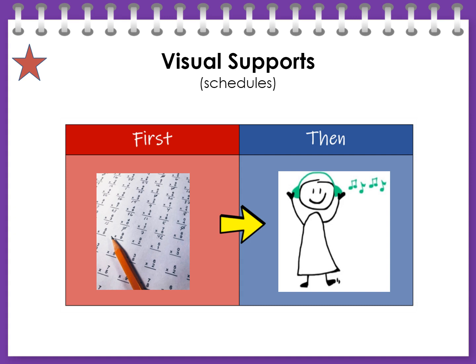This strategy is based on the Premack principle, which is also known as the grandma rule. And a common example of that is you have to eat your veggies before you get dessert. This serves to increase motivation to complete a less preferred task because they can see that a more preferred task, activity, or item will follow. For example, in the first then shown here, the student can see that once they complete the math assignment, they will get to listen to music.